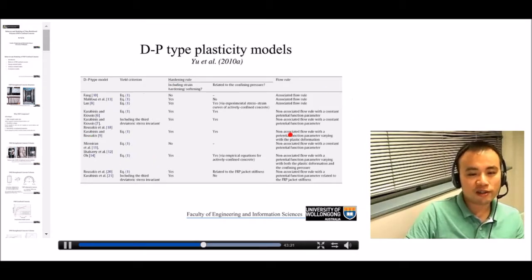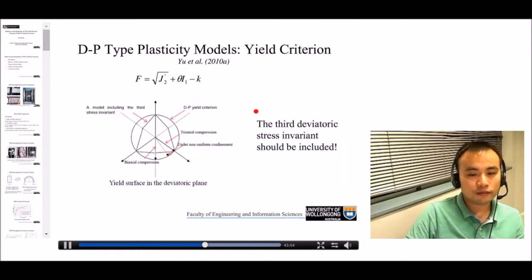Now let's have a look at what most existing studies have done. Many of them have directly used the original DP yield function, which we showed you in the last slide. However, there are a few studies that suggest that equation is not enough. For accurate prediction, you will have to include the third deviatoric stress invariant. So now let's see whether this is right or not.